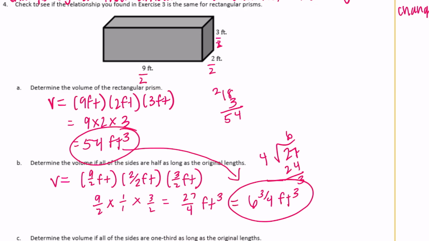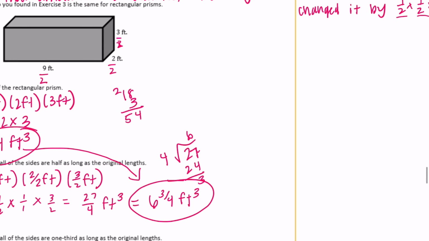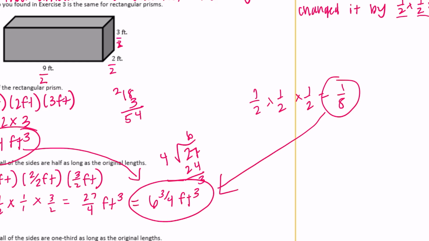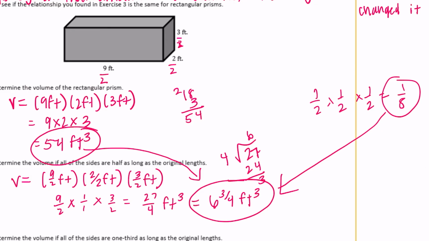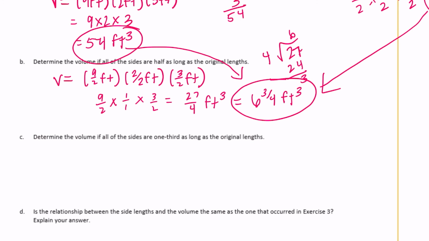So it didn't just get cut in half, it actually got cut into eighths because we cut them all in halves. And when we cut them all in halves, we actually are coming up with 1/8 of 54 feet cubed because we have to take every single side into account. So determine the volume if all the sides are 1/3 as long.